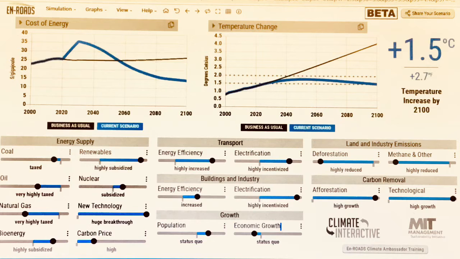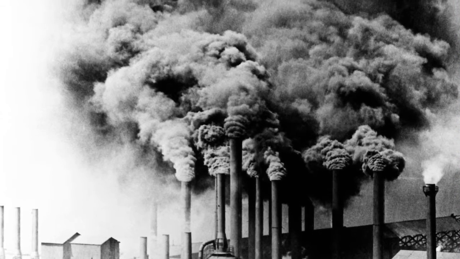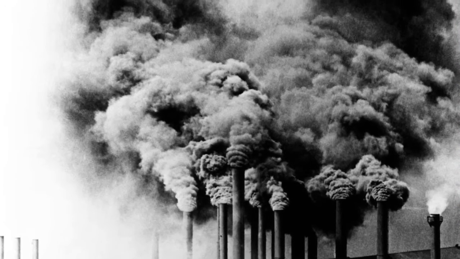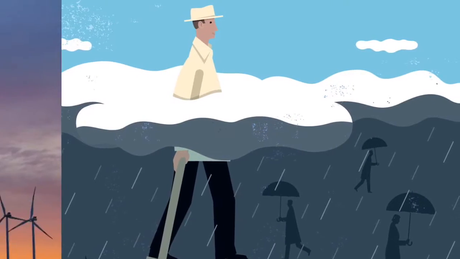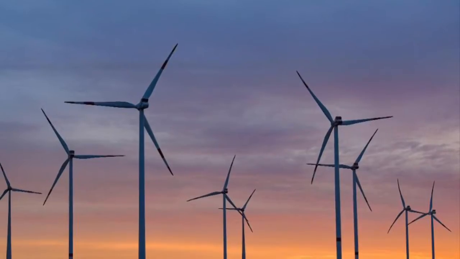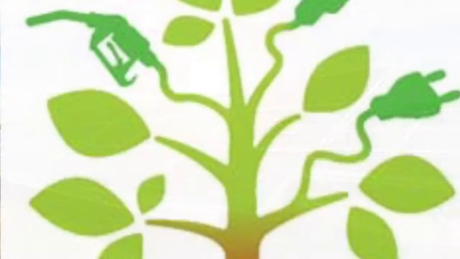So with my solution, I have first off reduced the amount of coal slightly, reduced the amount of oil and natural gas in a significant way, and actually increased a bit of nuclear energy. But the main things I increased were especially renewables such as wind and sunlight, and then bioenergy.